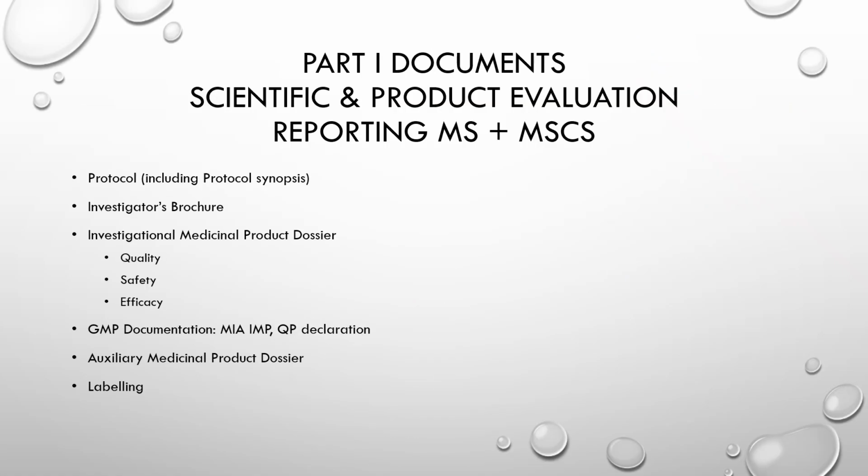Here is some of the documentation required for your Part 1 assessment. You have your protocol, your investigator's brochure, your investigational medicinal product dossier, the quality, safety, efficacy part, GMP documentation, so that's your manufacturing authorization, QP declaration, auxiliary medicinal products dossier, and your labeling documentation.